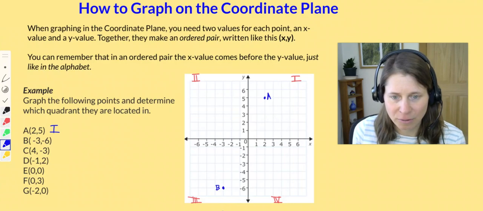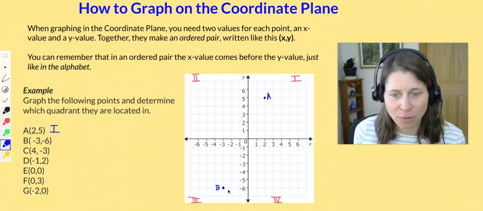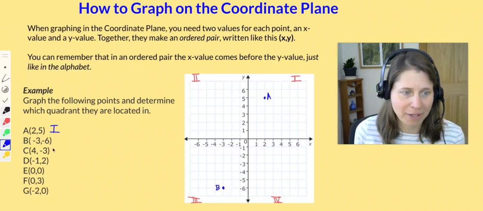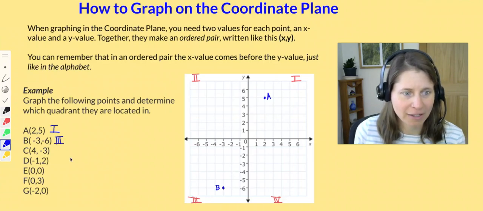Which quadrant is that? This is quadrant 3, and in quadrant 3, both x and y will be negative. So here I'll label this as quadrant 3.